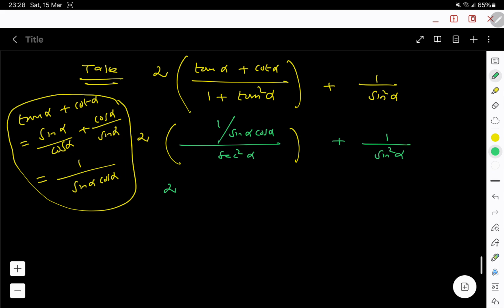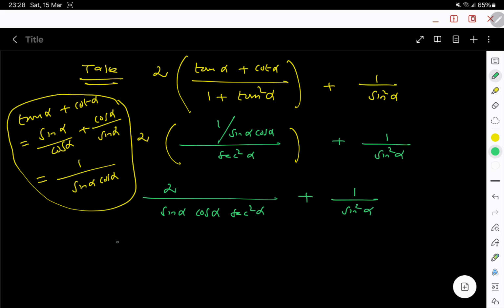Okay, so 2 times 1 by sin alpha cos alpha into secant square alpha plus 1 by sin square alpha. Now 1 by cos alpha is the same as secant alpha, so one secant alpha cancels. Then the remaining 1 by secant alpha is cos alpha. So 2 cos alpha by sin alpha plus 1 by sin square alpha.